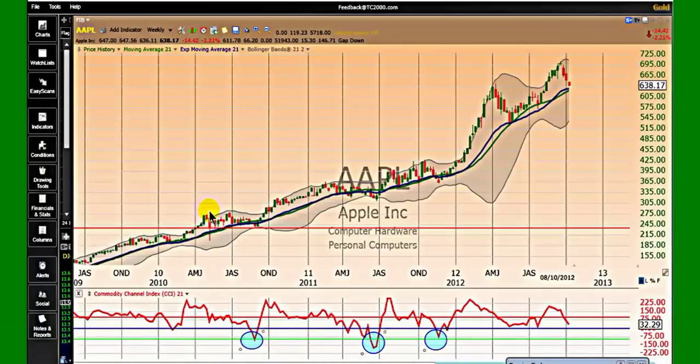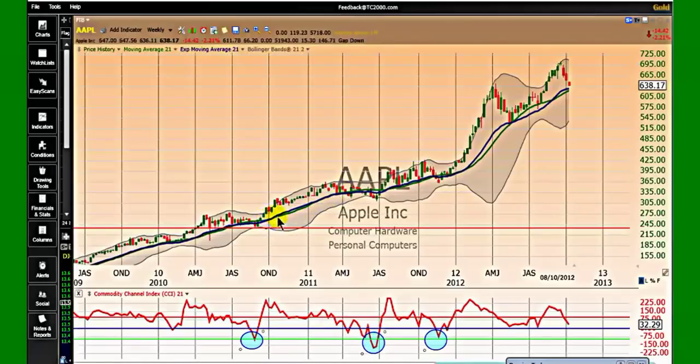A bullish move, and then a pullback. The CCI is oversold right here. This is a high probability trade. Here again, you can see that the moving average 21, both exponential and simple, were rising. You see the slope is rising. We're on a weekly chart of Apple stock. Very volatile, a difficult stock to trade. If you are a new trader, not an experienced trader, stay away from Apple stock.